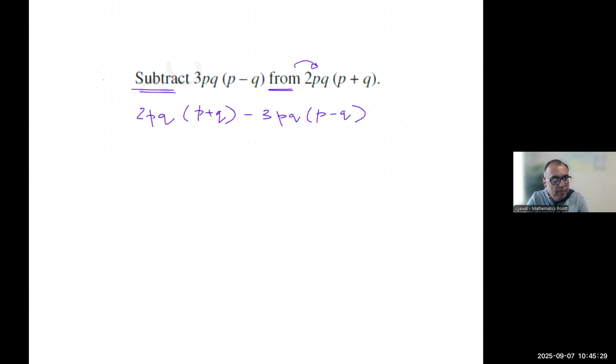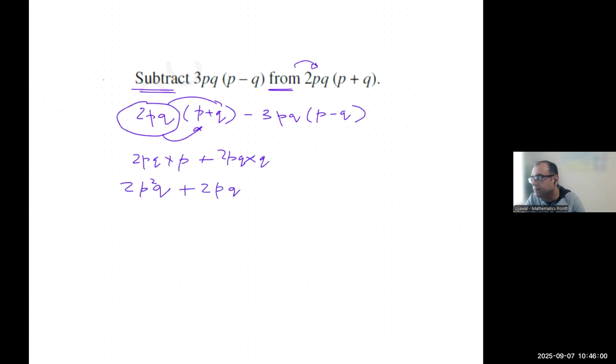Okay, the first term is multiplied here. So 2pq times p, plus 2pq times q. So this makes it 2p square q, and this becomes plus 2pq square.